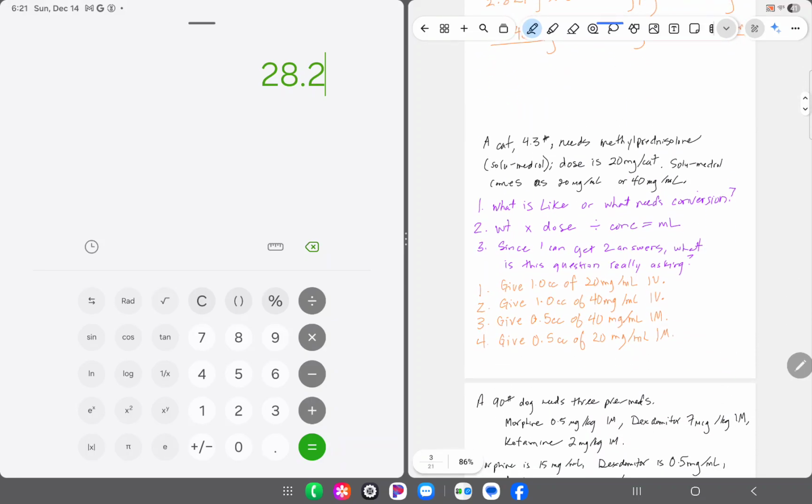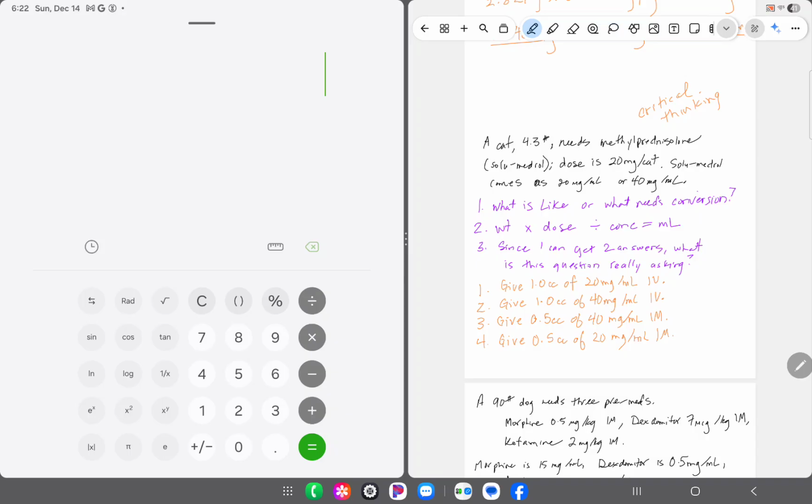Okay, the next question. This is a very VTNE question because it requires zero math. I should say very minimal math, nothing that you're going to need a calculator for. This is all about critical thinking. So let's read through it. A cat 4.3 pounds needs methylprednisolone or Solu-Medrol. Dose is 20 mg per cat. Solu-Medrol comes as 20 mg per mil or 40 mg per mil.